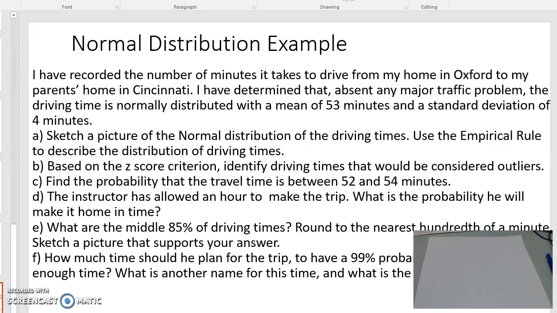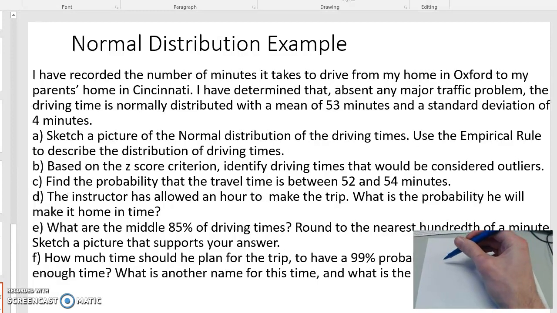Let's look at an example involving the normal distribution. I have recorded the number of minutes it takes to drive from my home in Oxford to my parents' home in Cincinnati. I've determined that, absent any major traffic problem, the driving time is normally distributed with a mean of 53 minutes and a standard deviation of 4 minutes. Part A. Sketch a picture of the normal distribution of driving times. Then use the empirical rule to describe the distribution of driving times.